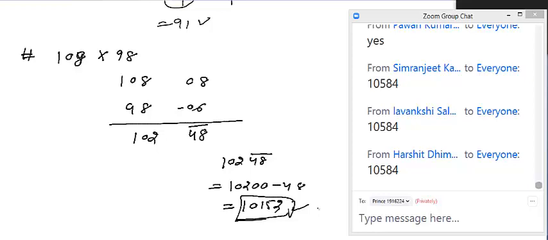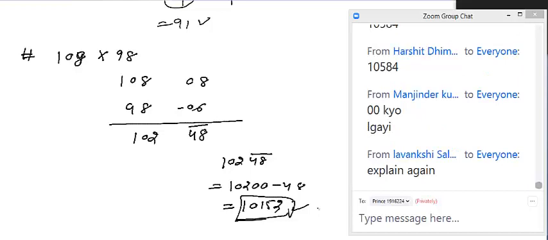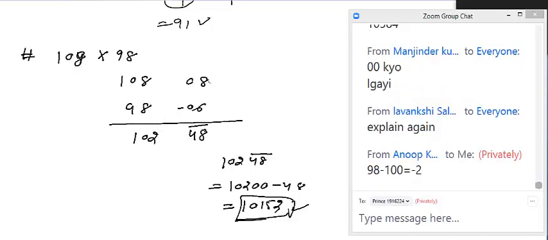Harshit, Simranjit, see it. If you have a confusion, understand, I will explain again. My dear, very easy. 8 into 6, 48. Because positive multiply negative, the result is negative. Very good. Result is negative.